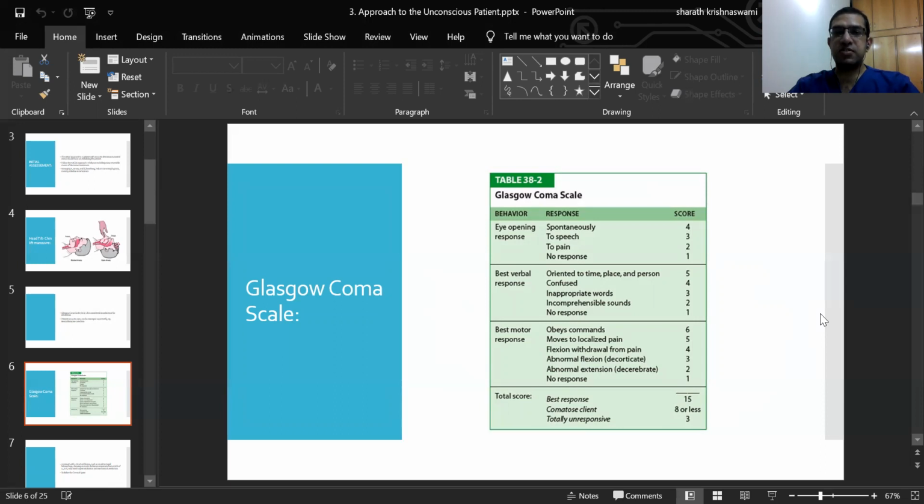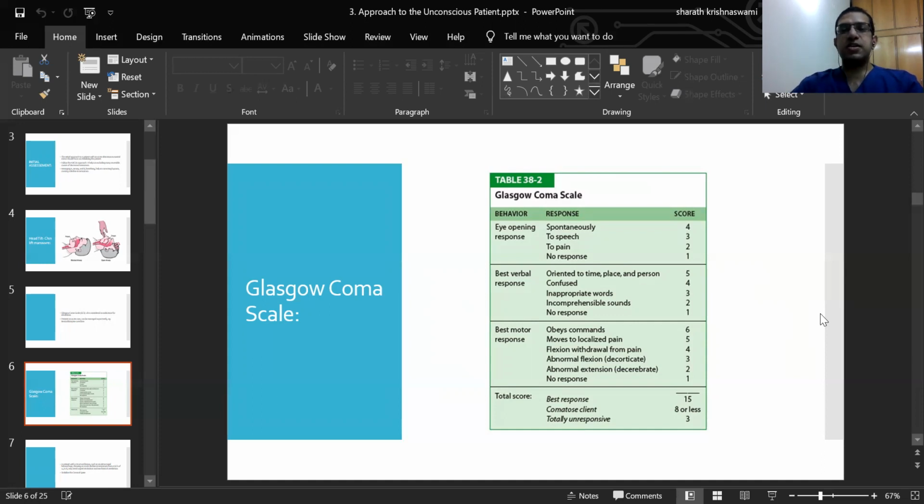If he is confused, but he's still oriented to time, place, and person, then you can give him a verbal response of 4. If he's saying inappropriate words, then he receives a verbal response of 3. If he mumbles to himself and you cannot understand what he's saying, then he can be given a verbal response of 2. If he doesn't talk at all, that is known as no response, and he's given a score of 1.